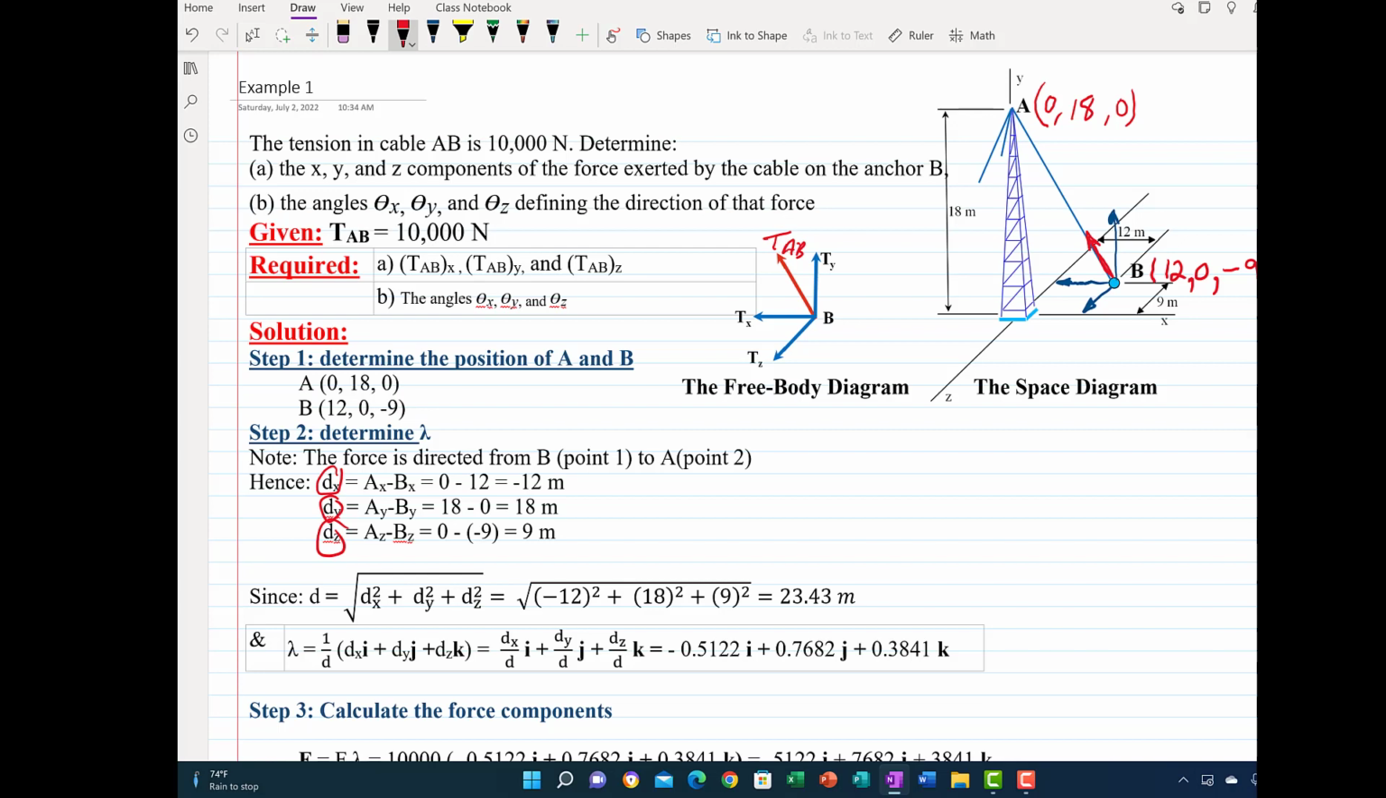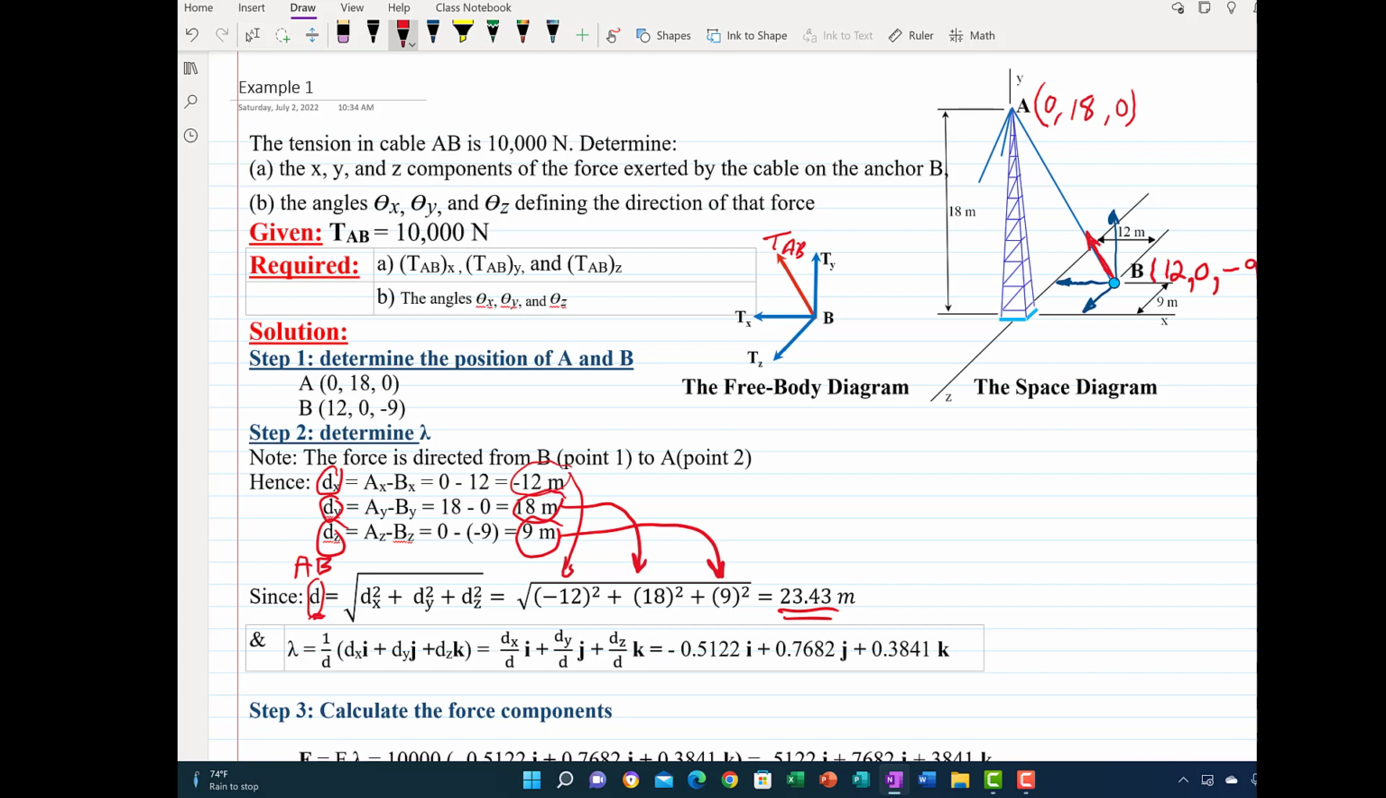Once I got dx, dy, dz, I substitute into the equation to calculate the total distance AB. This distance here is the length AB. I calculated it: the minus 12 squared, so I got the three terms here, the dx, this one here, and the third one here. Under the square root, you get the total distance d is 23.43. So I got dx, dy, dz, and the total d.